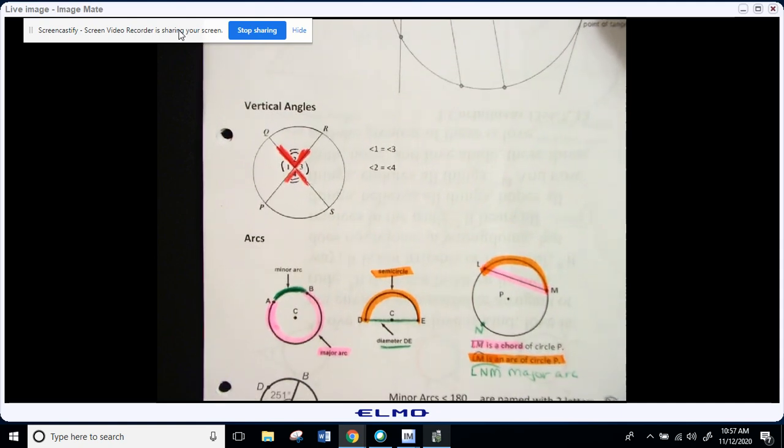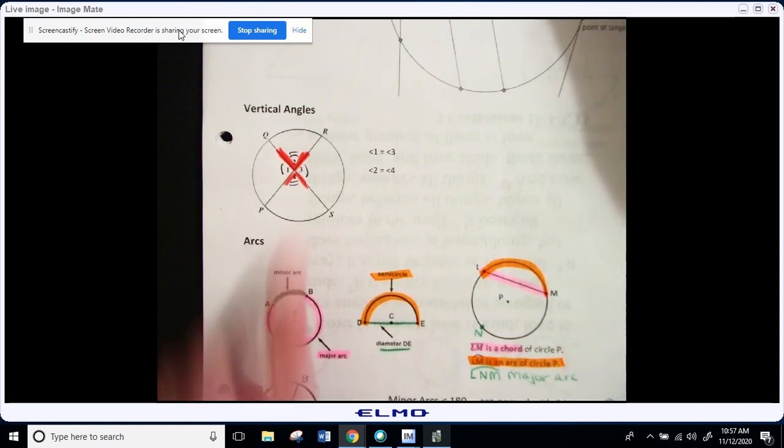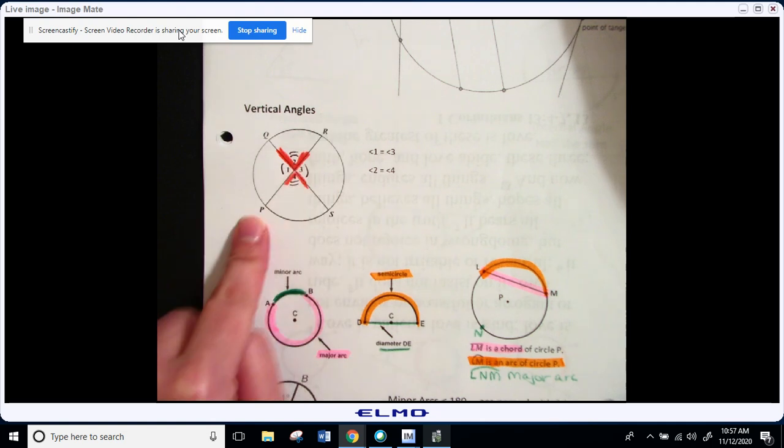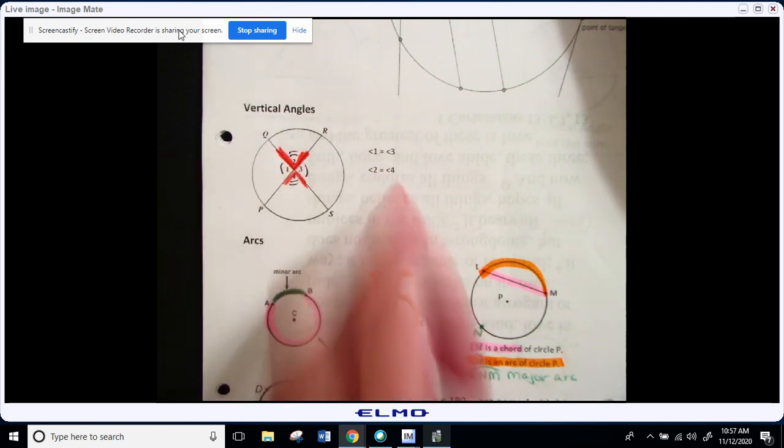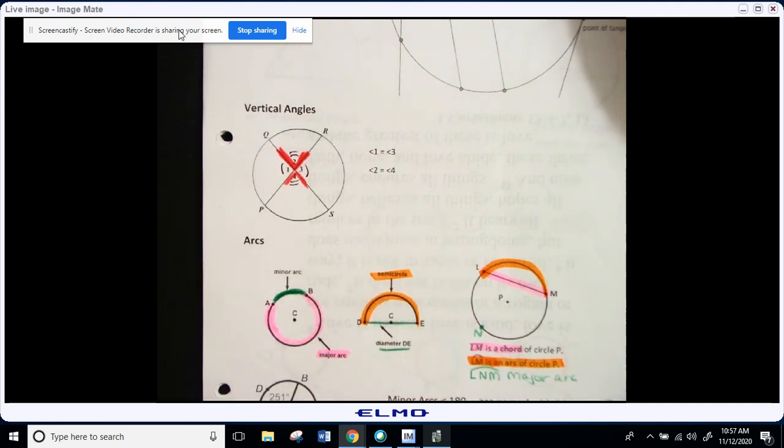Okay, some other vocabulary. Vertical angles, so V on V, right? V on V, look for a big X, and vertical angles are congruent. So the ones that are opposite from each other, the 2 and the 4 and the 1 and the 3, those are congruent to each other. They are always congruent because vertical angles are congruent.